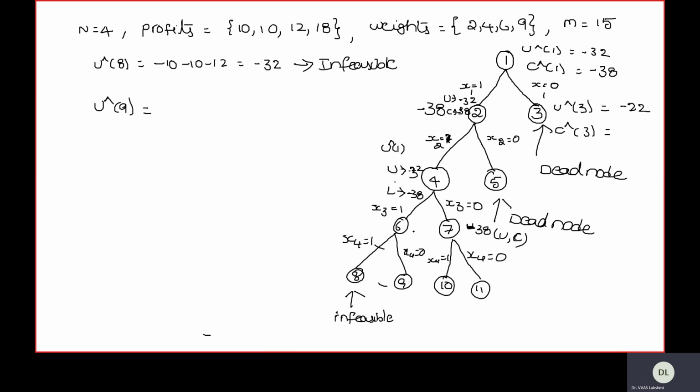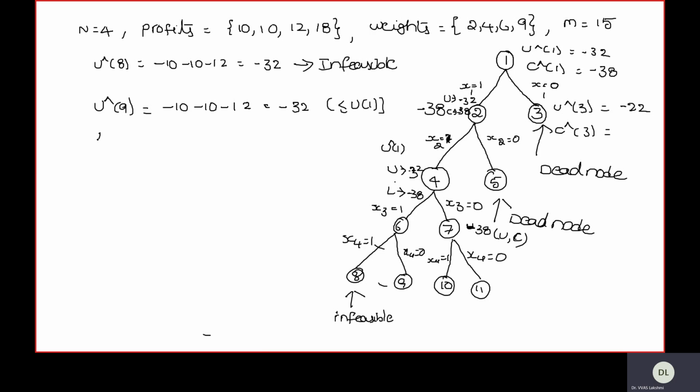So once you check along this path, x1 should be taken, x2 should be taken, x3 should be taken, but x4 should not be taken. So that's why minus 10, minus 10, minus 12, that is minus 32, which is less than or equal to the upper bound of 1.